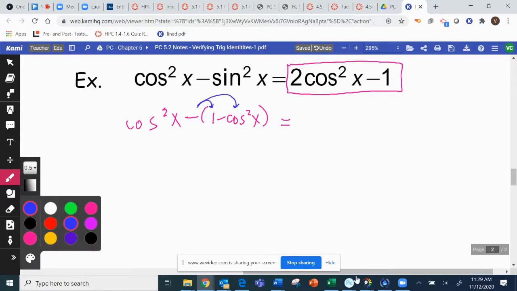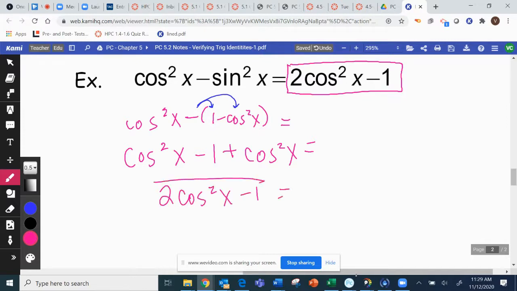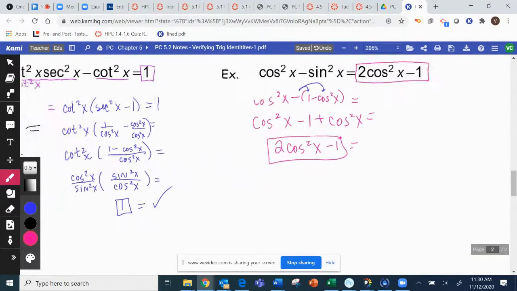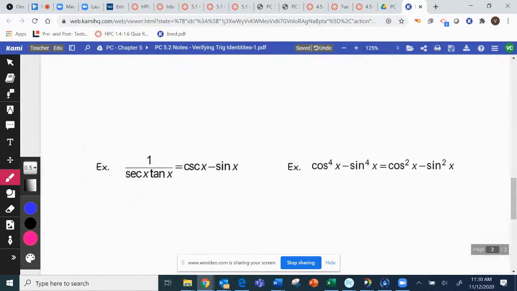So I'm going to distribute that negative sign. If you make a mistake distributing the negative sign, you're going to have the wrong thing. So we need to know how to distribute correctly. And then I've got a cosine squared x adding another cosine squared x, which is 2 cosine squared x minus 1, and then I'm done. So you just have to try something. You've got to get your brain thinking, and then we can figure the rest of it out from there.